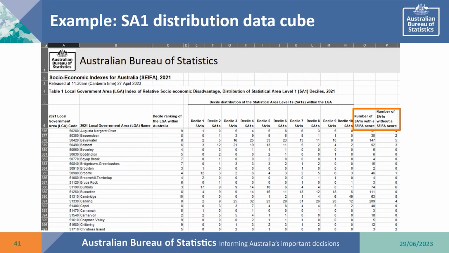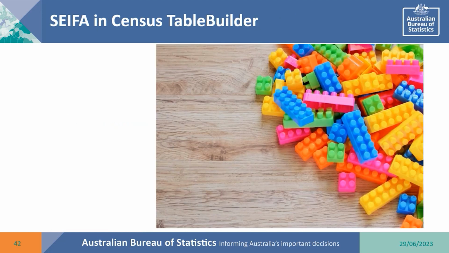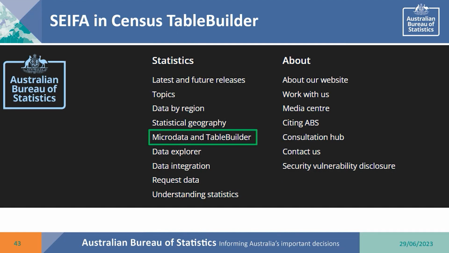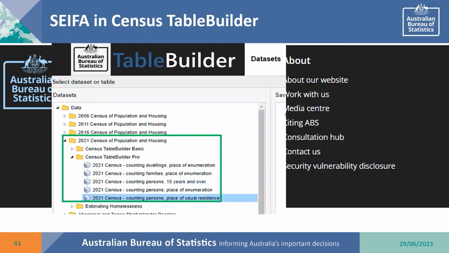So that's our data cubes that were provided as part of the main SEIFA publication. SEIFA is also in Census Table Builder. The SEIFA variables are included here as this allows users to analyse SEIFA against other census characteristics and look for relationships between advantage and disadvantage and these characteristics. From the ABS homepage, you can get access to Table Builder, and from there, select Table Builder, and you'll need to log into your Table Builder account. Once there, you'll find SEIFA under the 2021 Census of Population and Housing tab for Census Table Builder Pro, and it's the counting person's place of usual residence.